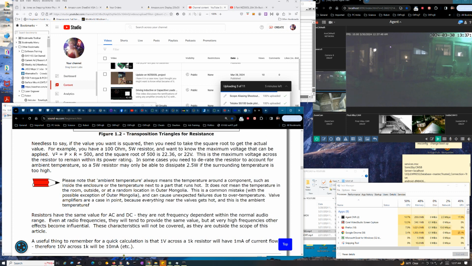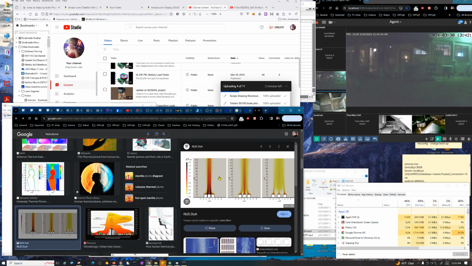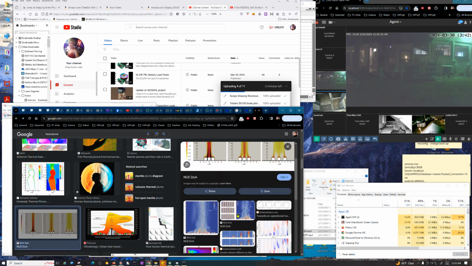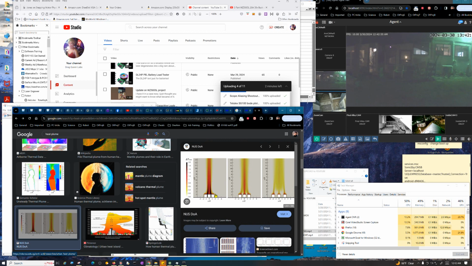Let me see if I can find a diagram. Here's kind of an example of a heat plume. There's lots of them. You can kind of see the heat rising off this, and you can think of these as three power resistors right next to each other. Now, like I said, if you were to assume the ambient temperature is here, that's heat that's leaving the component. That's air that's rising, and it'll probably leave the enclosure at some point, but even if it doesn't, the most valid place to measure would be right next to the component, right here.